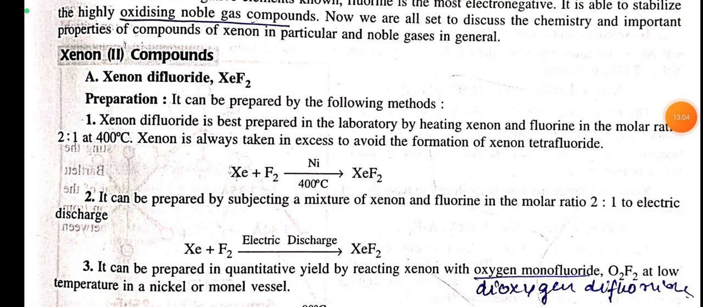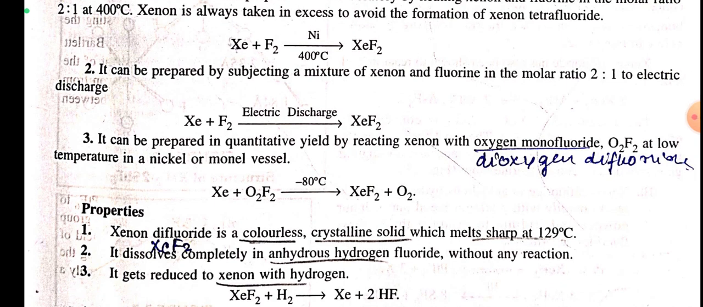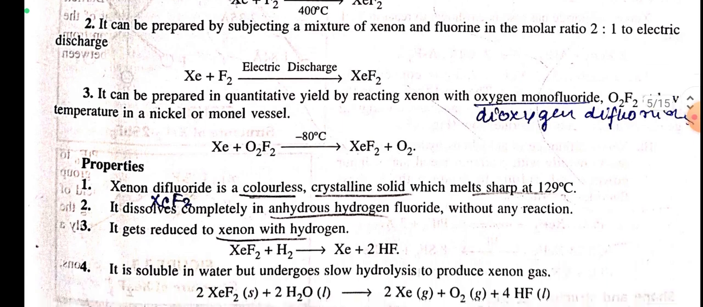Xenon difluoride preparation. It can be prepared by the following methods. Xenon difluoride is best prepared in the laboratory by heating xenon and fluorine in the molar ratio 2:1 at 400 degrees Celsius. Xenon is always taken in excess to avoid the formation of xenon tetrafluoride. Xenon plus fluorine in the presence of nickel at 400 degrees Celsius gives xenon difluoride. It can also be prepared by subjecting a mixture of xenon and fluorine in the molar ratio 2:1 to electric discharge.